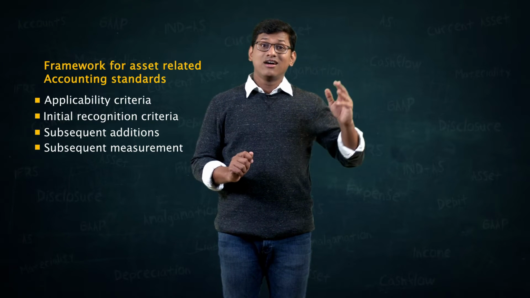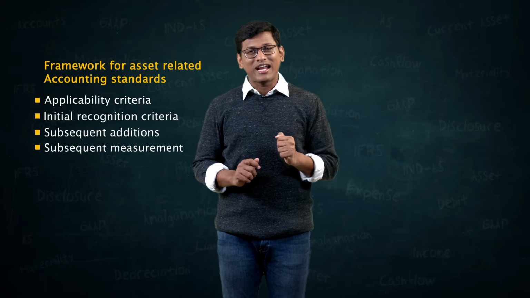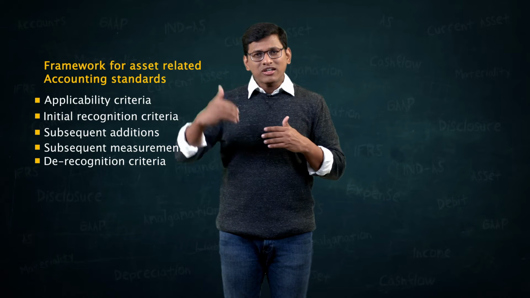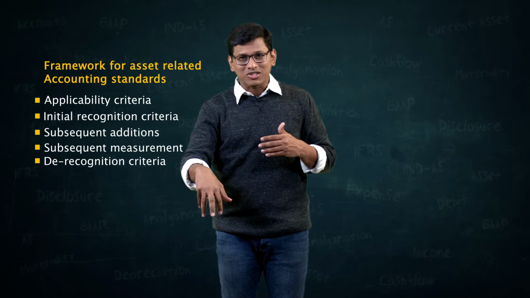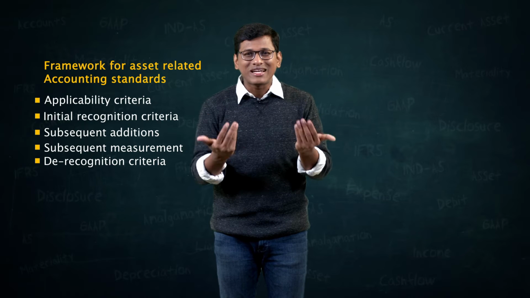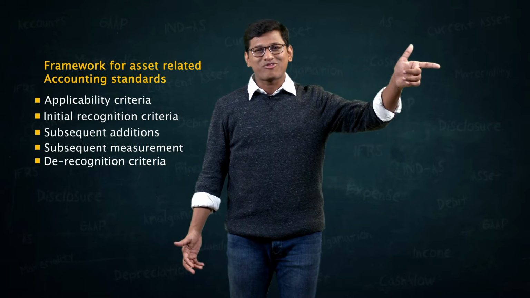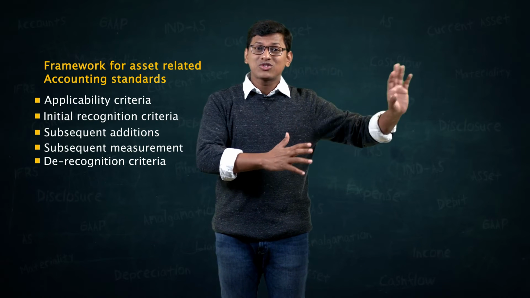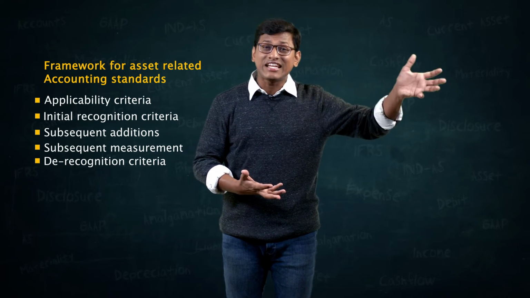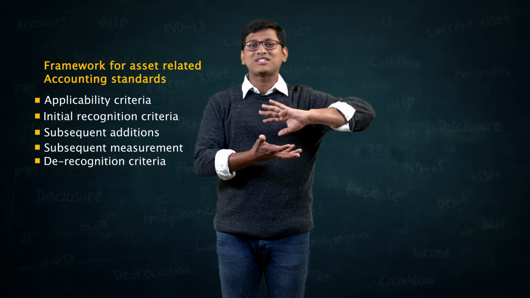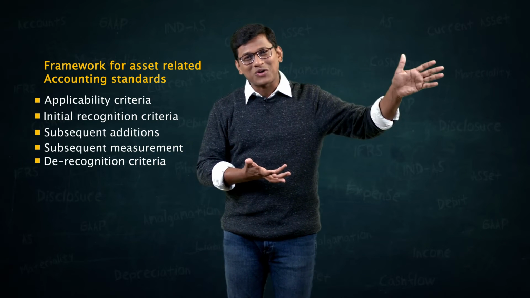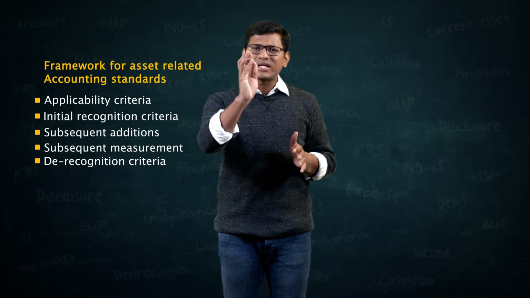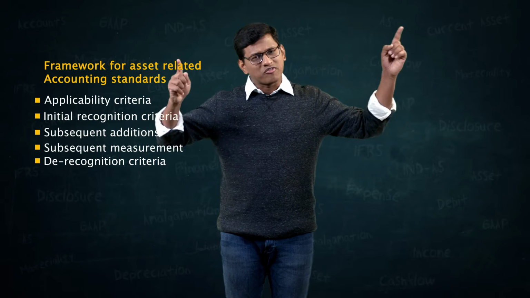Excellent. Then towards the end you will have something called as derecognition criteria. What is the meaning of derecognition? Recognition is bringing that asset into our books. Derecognition, as the very word indicates, is removing this asset from our books. We sold the asset, we lost the asset, something happened. So then the asset should be derecognized, means from our books that asset should be removed. That is called as derecognition criteria. Friends, remember, in all the asset related accounting standards, this framework will remain same.